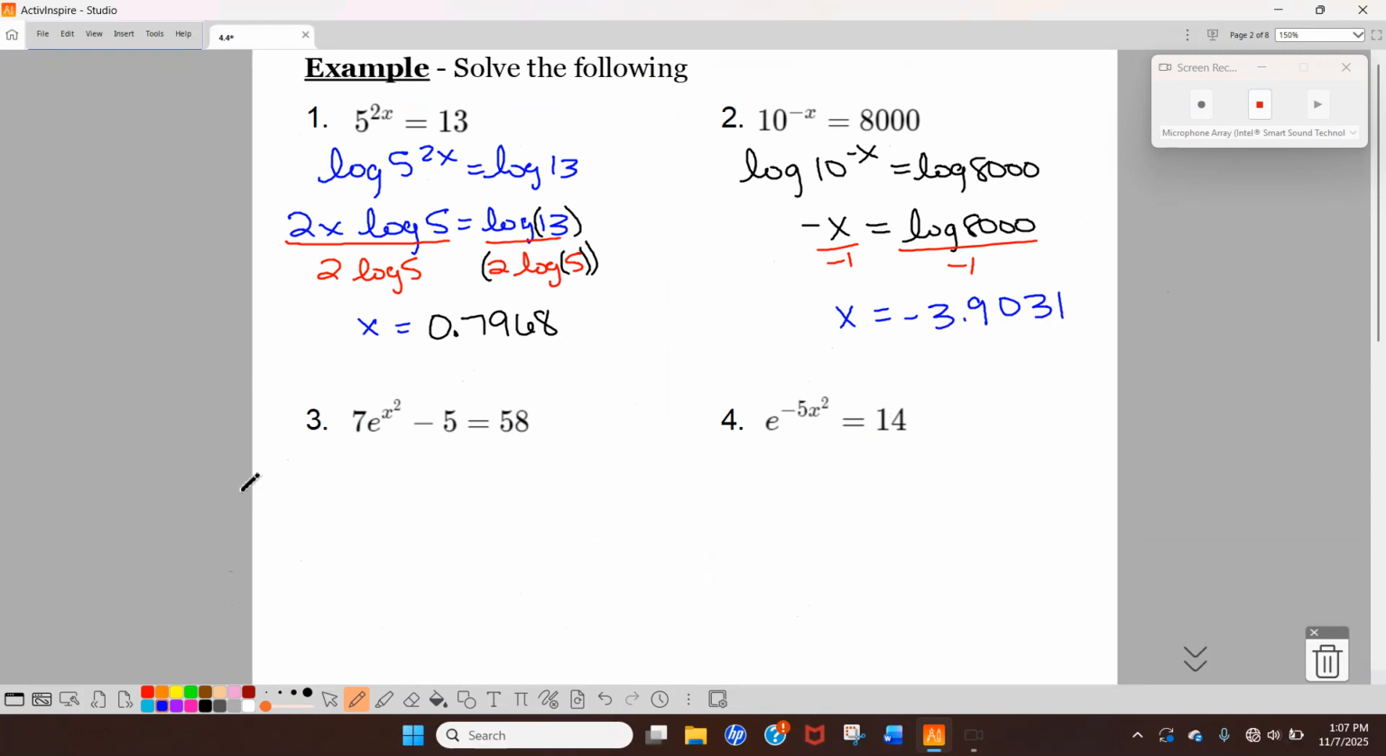All right, number 3, we need to get the thing that's raised to a power by itself. So we're going to subtract 5 on both sides. We are going to divide by 7 on both sides.